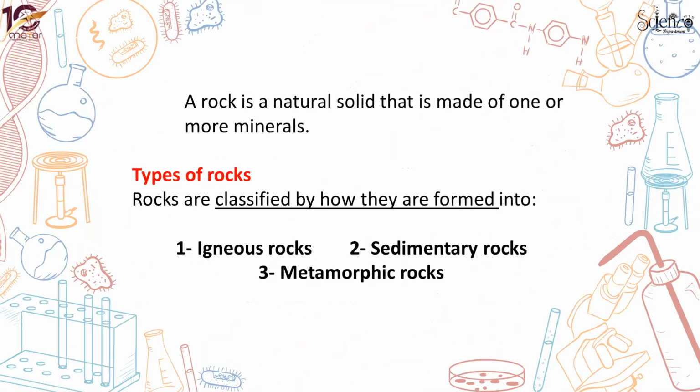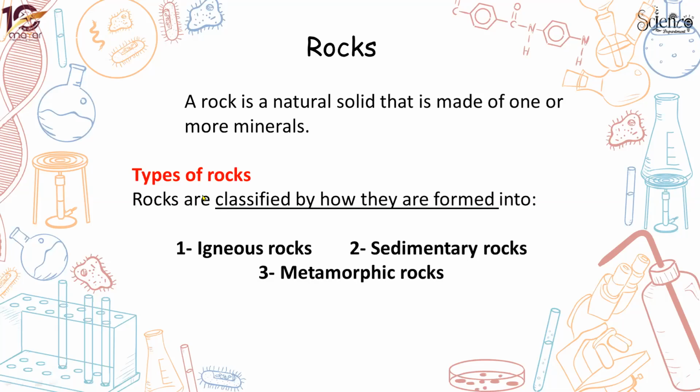Okay, so let's start by defining rocks. Last time we defined minerals as naturally occurring substance. Now today we will define rocks as a natural solid that is made of 1 or more minerals. So minerals are made of elements, substances, compounds, and rocks are made of minerals, okay? And also rocks can have like organic matter with it.